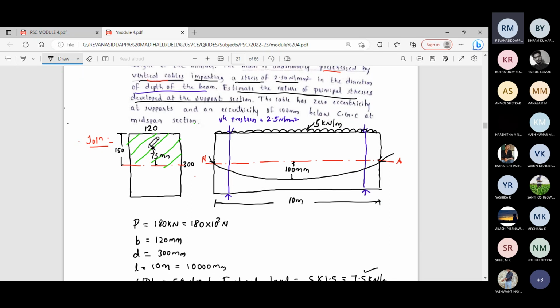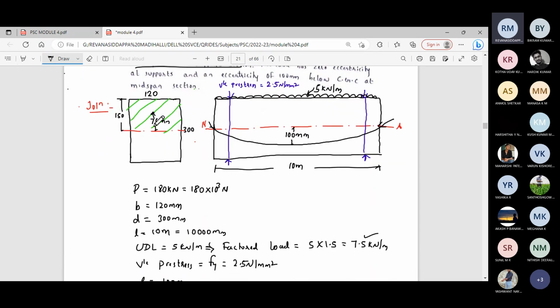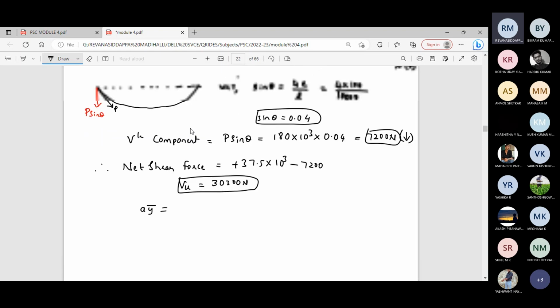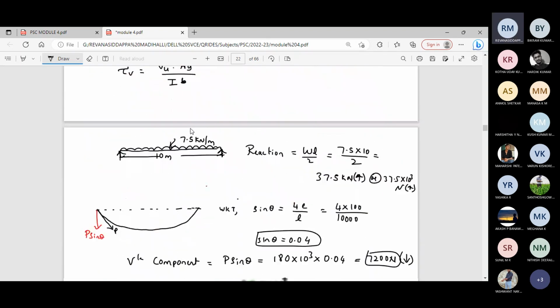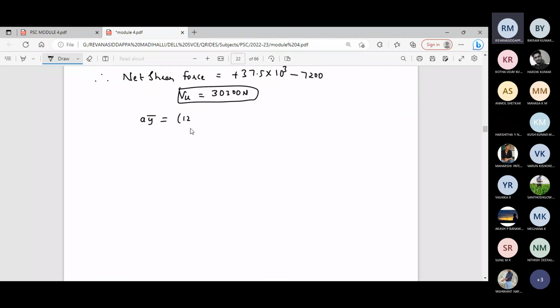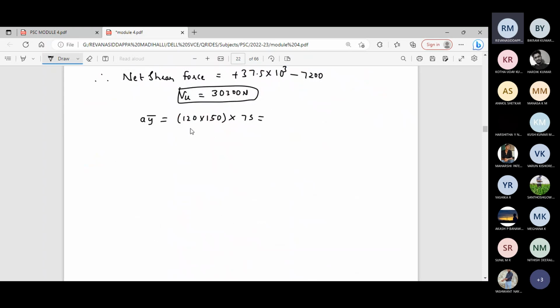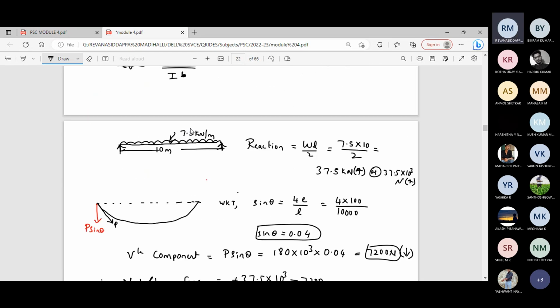A means area of the shaded portion and y bar is 75 mm, the distance of center of shaded portion from the neutral axis. Therefore, AY bar is equal to area of shaded portion, 120 by 150, into y bar, 150 divided by 2, nothing but 75 mm. The answer that you get is 1.35 into 10 power 6 mm cube. So we got the value of AY bar.